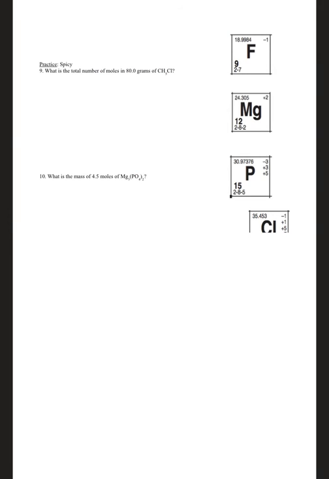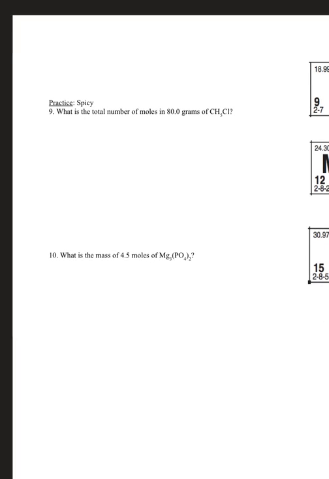Okay, let's look at these questions. First thing we do is find the molar mass. I have C, one of them, 5 H's, and 1 Cl. Carbon is 12. Hydrogen is 1, so 1 times 5 is 5. And chlorine is about 35. I'm going to add these up. I have 52 grams per mole.